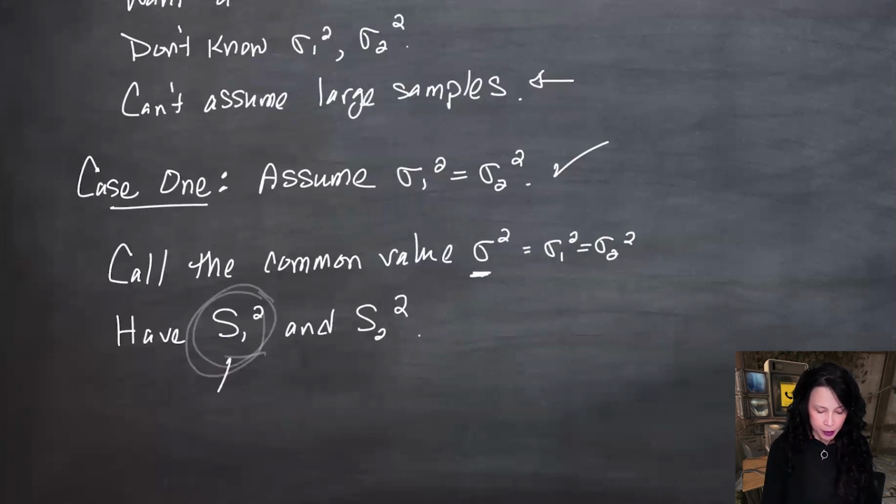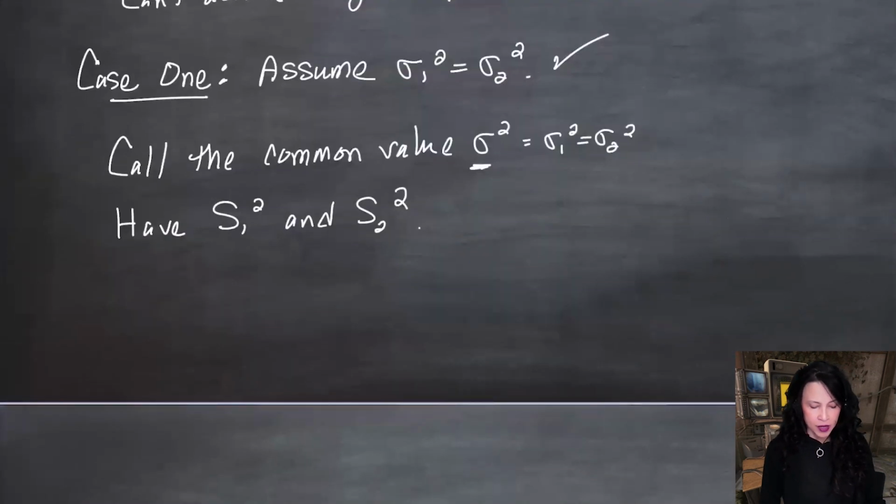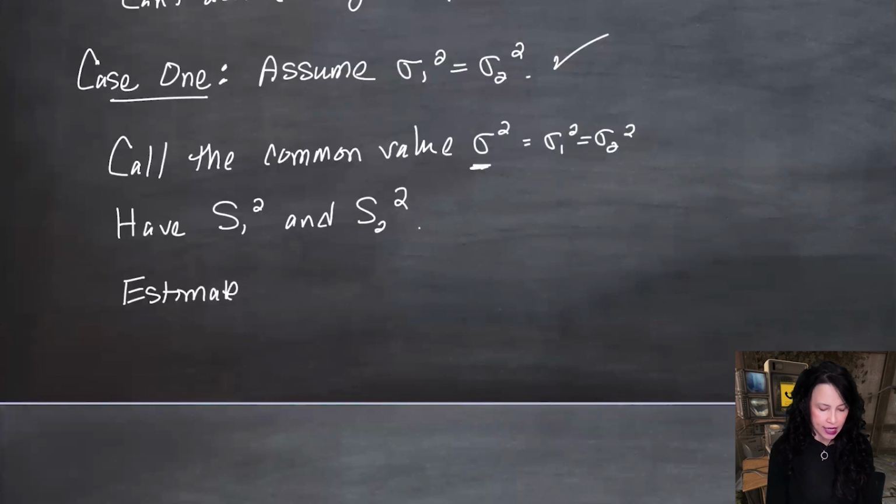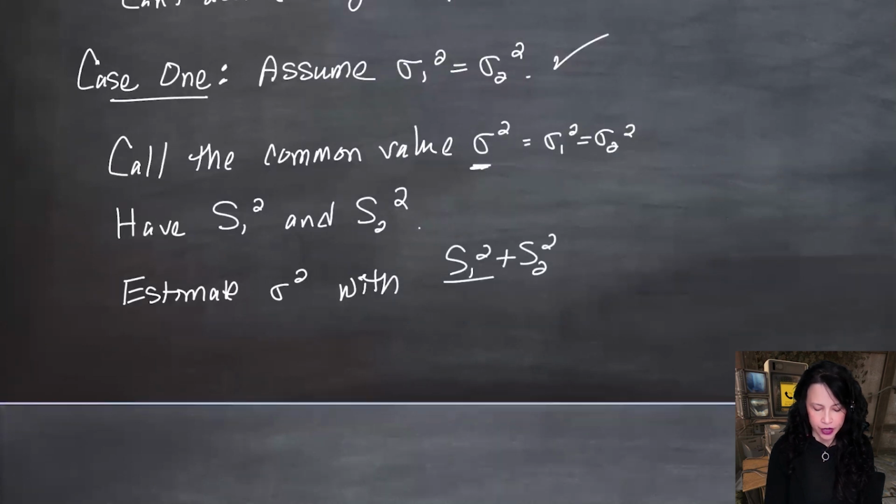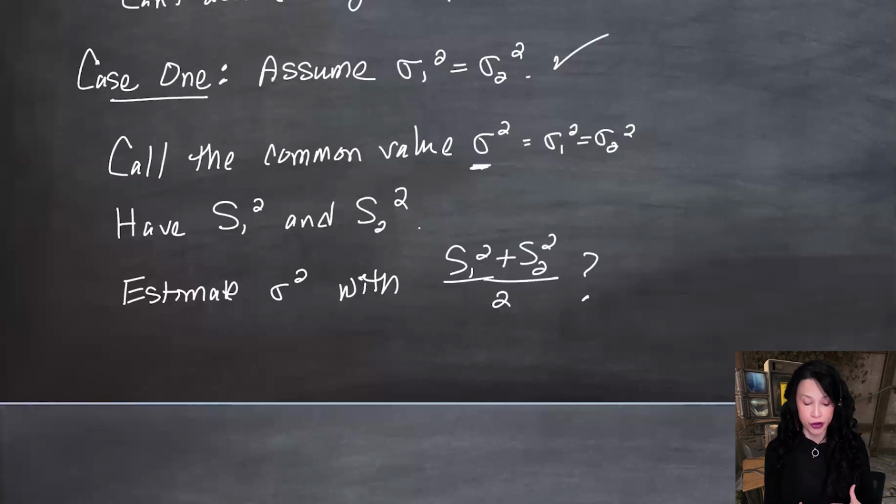Instead, we talked last time about a couple of possibilities that maybe were not good ideas. One was to estimate the common value, so estimate sigma squared with the average, which is S1 squared plus S2 squared over 2, to bring those pieces of information together. There's a couple of problems with this. One is that it's just not easy to work with as we go forward in our confidence interval and have to find the critical values and stuff like that.